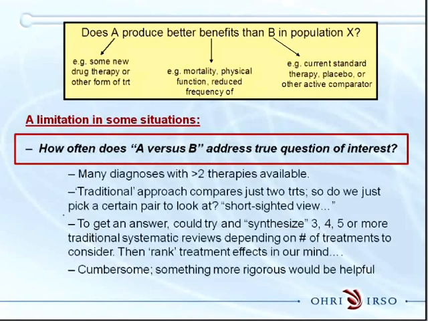Now, if we think about just using the traditional pairwise approach in a circumstance like that, we have a challenge. The question is, how do we fit this question framework of A and B into answering a research question that also has a C, a D, and an E? Do we just pick a certain pair amongst the 5, 6, or 7 or more treatments? Do we look at all possible combinations and do a review for each? The challenge is, no matter how we slice it, it can represent a short-sighted view of the evidence.